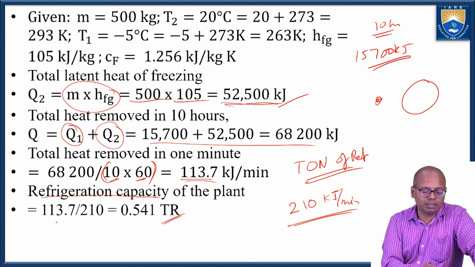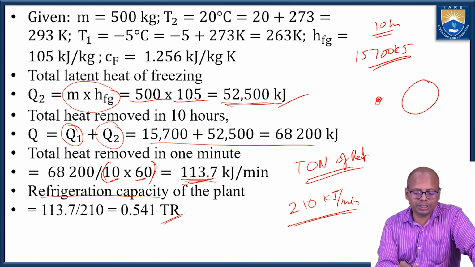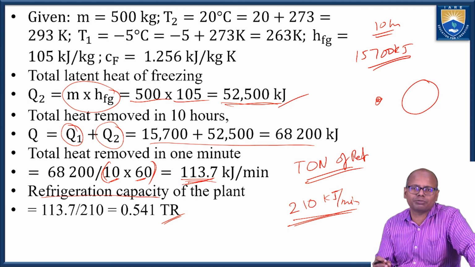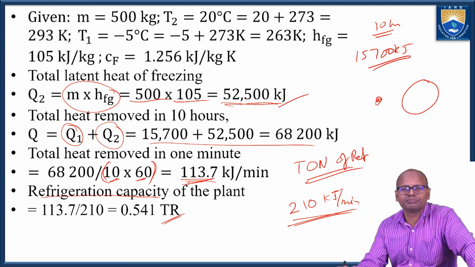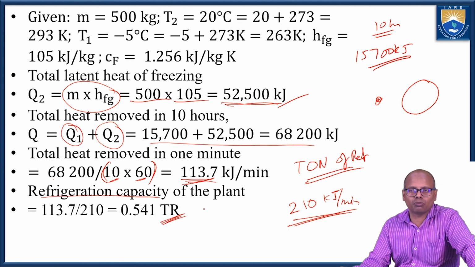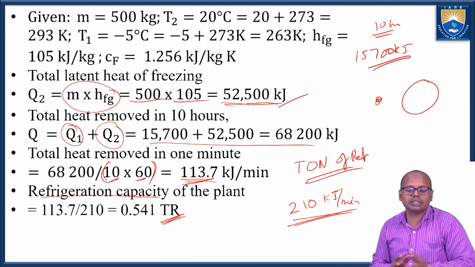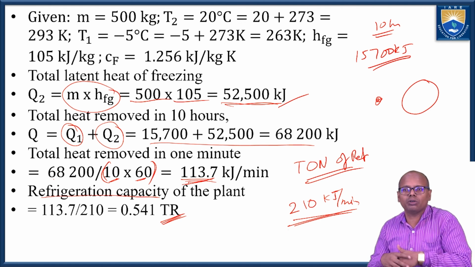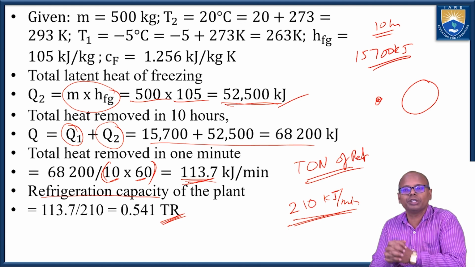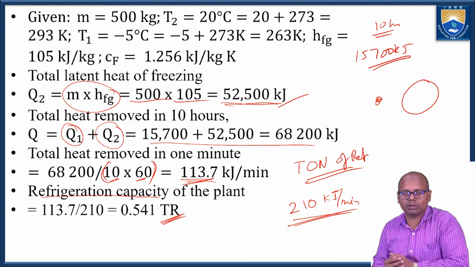If I divide this 113.7 by 210, I will get the capacity, or the tonnage of the plant, how many tons of refrigeration it can supply. So that is equal to 0.541 tons of refrigeration, the capacity of the plant. So this is the additional point that we have discussed, the ton of refrigeration, which is the unit of refrigeration, and that unit is in kilojoule per minute. The value is 210 kilojoule per minute.